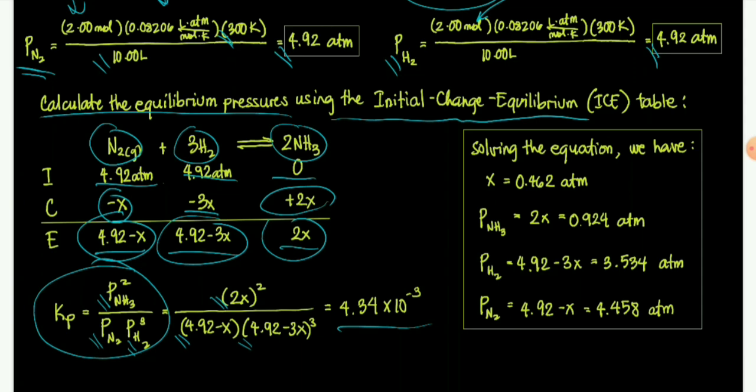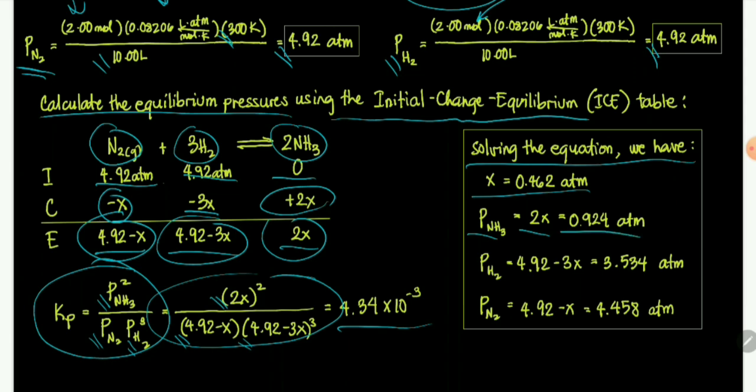So using the solver function on your calculator, you can actually set up this equation on your calculator, then you can just solve for x directly. So solving the equation, we have x is equal to 0.462 atmospheres. So for the pressure of ammonia, that's 2x. So just multiply the x, or 0.462, by 2, you will get 0.924 atmospheres. So for the pressure of hydrogen, that's 4.92 minus 3x, you'll get 3.534 atmospheres. For the pressure of nitrogen, that's 4.92 minus x, so that's 4.458 atmospheres. So these are the equilibrium pressures of your gases.